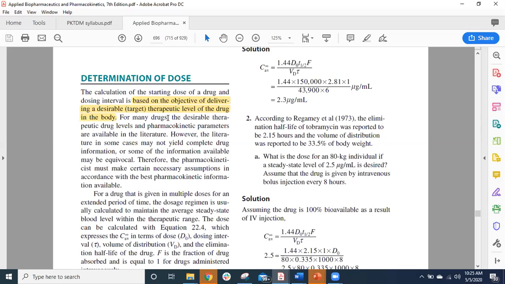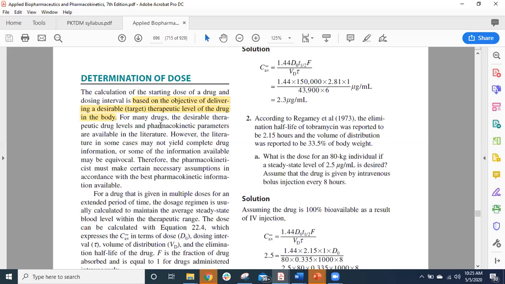We have also talked about how we give a loading dose and how we give a maintenance dose, right? We talked about what the loading dose depends on and what the maintenance dose depends on. Loading dose depends on volume of distribution. Maintenance dose depends on clearance. So we have talked about all those things. We will just simulate this and understand it in a better way here.